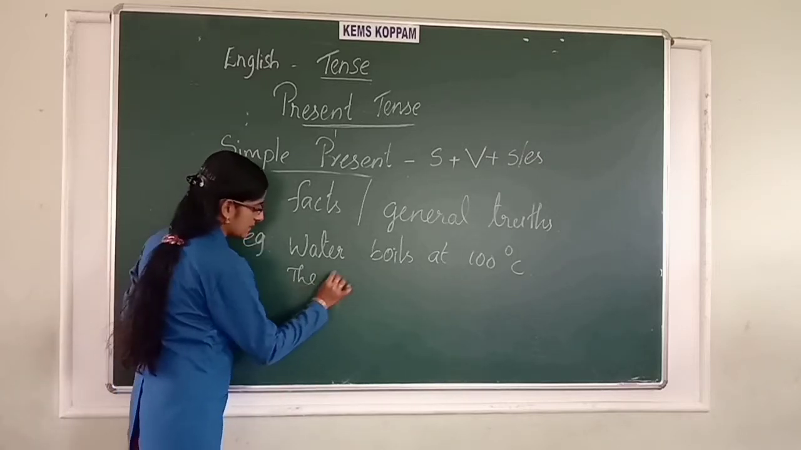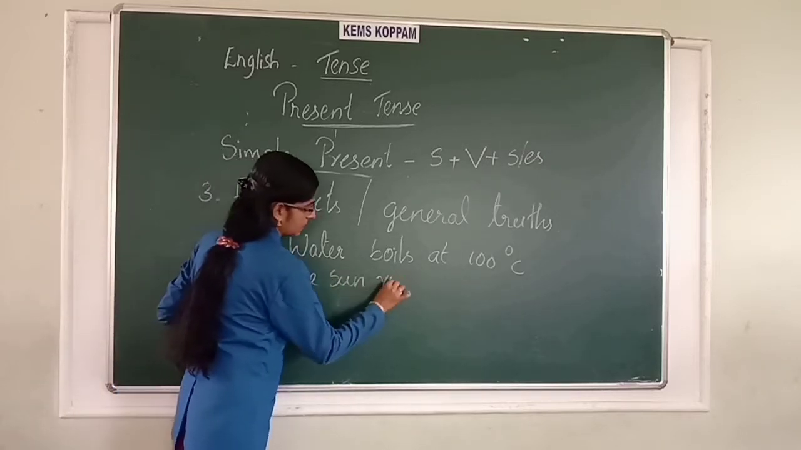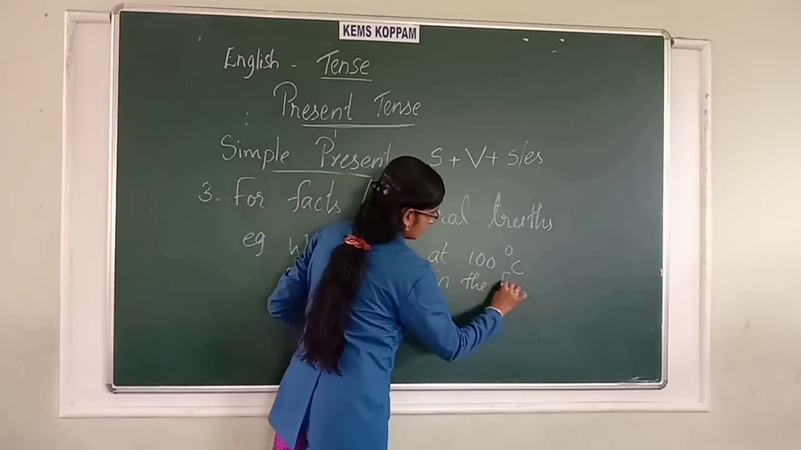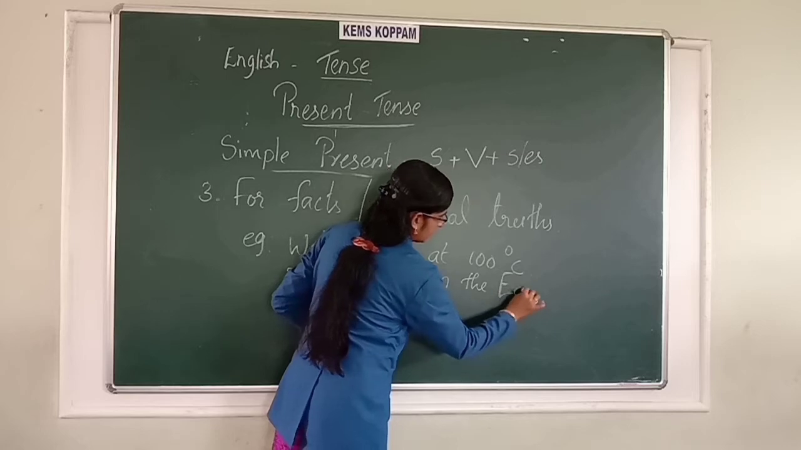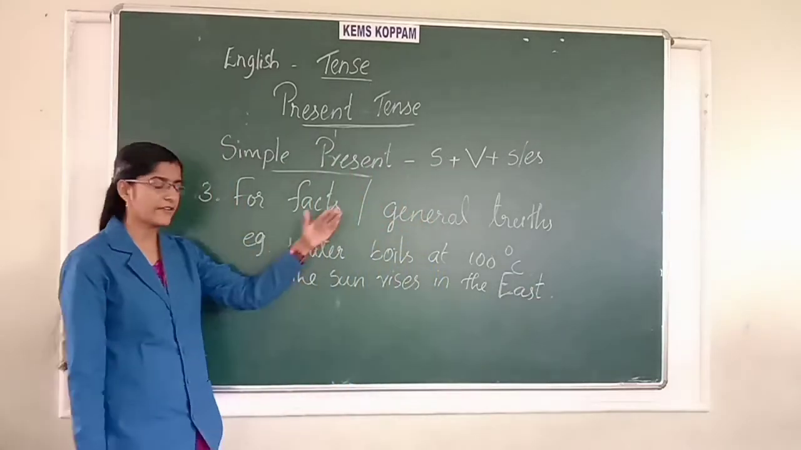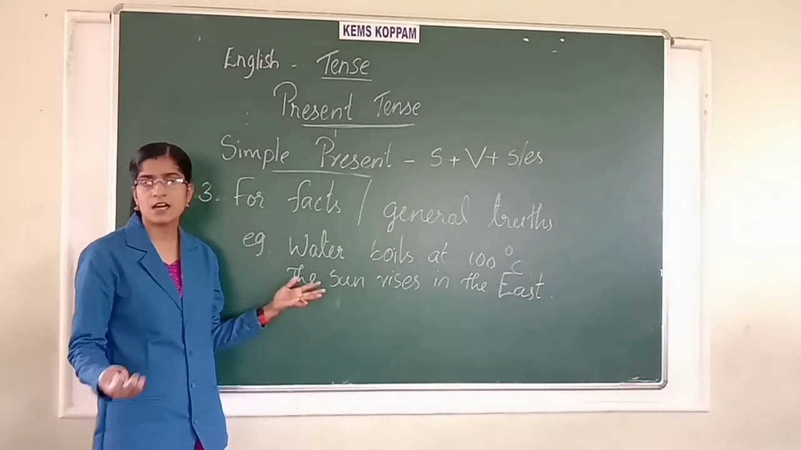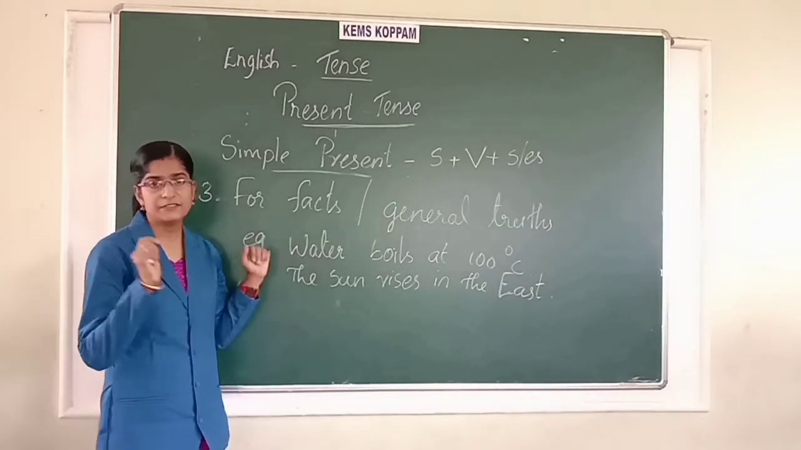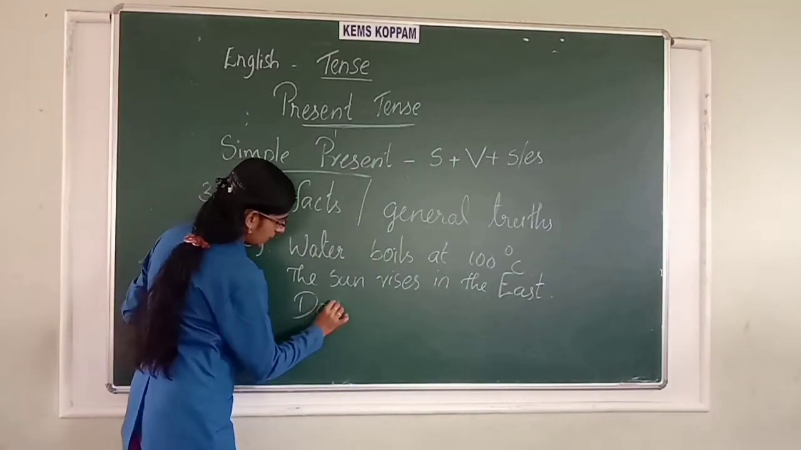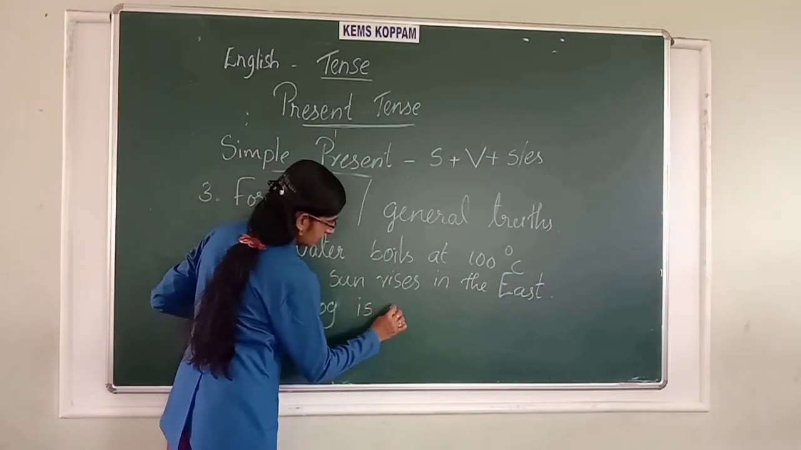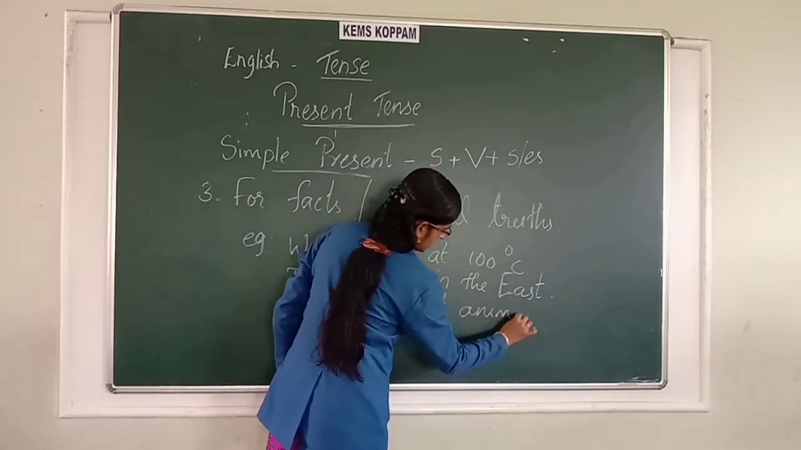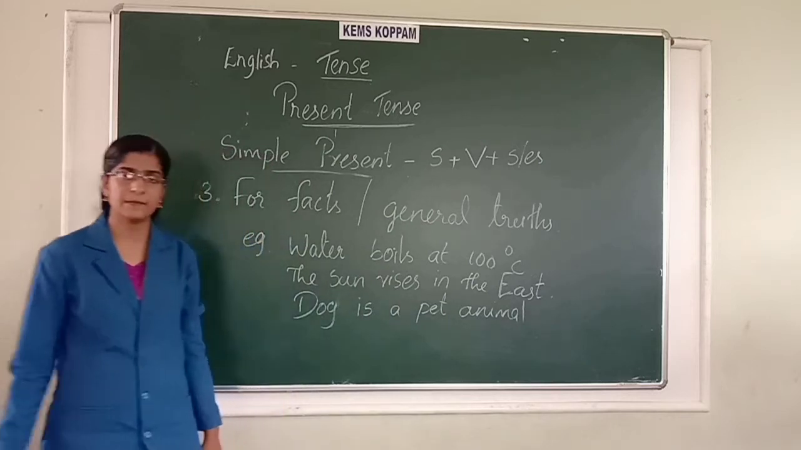Or the sun rises in the east. We can say it is a fact. The sun rises in the east. It does not change. It is a fact. And general truth means, here, like, dog is a pet animal. We can say dog is a pet animal.